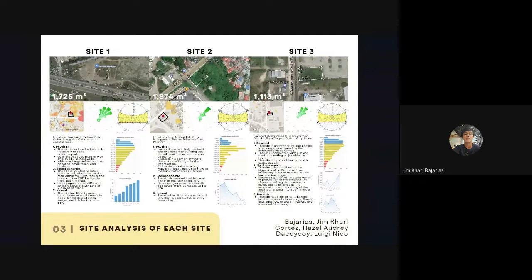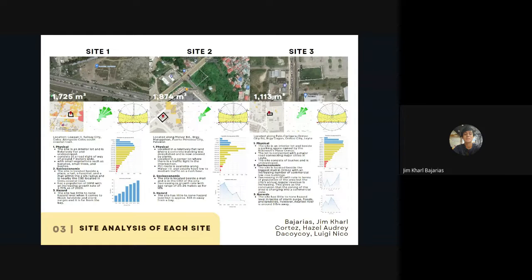Good evening, everyone. For our first site, we have Site 1, located in Lawaan, Talisay City, Cebu, alongside Cebu's South Coastal Road. The site is an interior lot and is relatively flat and undeveloped. It consists of a road right of way of around 7 meters wide, with small vegetation such as bananas, small trees, and bushes. The site is located beside a plaza hall, a hospital, and a mall within a 2 kilometer radius and is near the CBD located in Cebu Coastal Road.